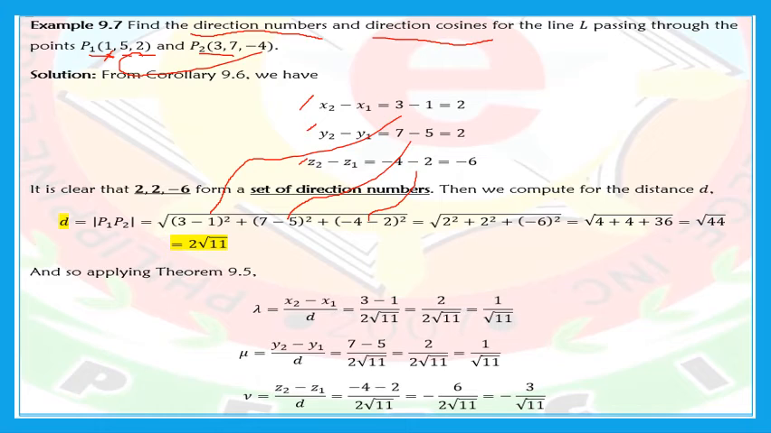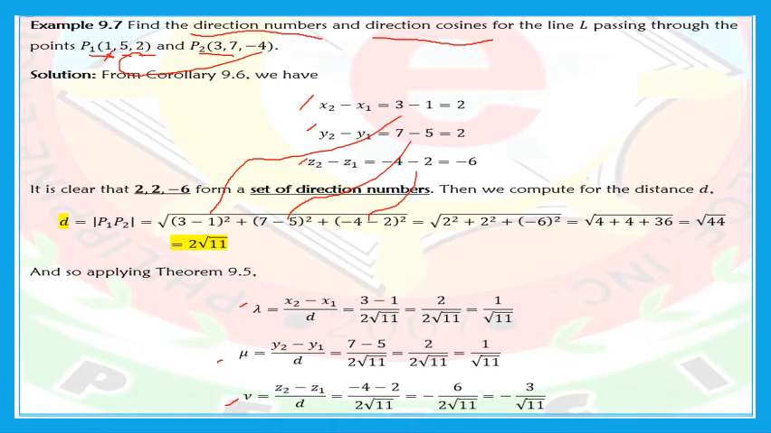So, applying the theorem 9.5, ang magiging direction cosines natin, yung formula ng direction cosine: lambda is equal to x sub 2 minus x sub 1 over the distance d. Mu is equal to y sub 2 minus y sub 1 over d. And then, nu is z sub 2 minus z sub 1 over d. So, substitution lang din. Ibig sabihin, paulit-ulit lang. So, yung nagamit ninyo sa direction numbers, magagamit ninyo sa pagkuha ng distance, then ma-apply nyo din sa direction cosines.